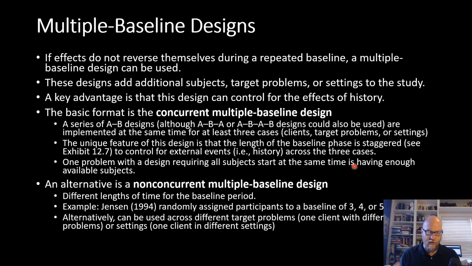An alternative is what's called a non-concurrent multiple baseline design. And this is where you also have different lengths of time for the baseline period, but people don't necessarily all start at the same point of measurement. You can sometimes randomly assign participants to wait 3, 4, or 5 weeks to start. It can be used across different target problems. So you might have one client with a certain target problem in one setting, and then one client with a different target problem in that same setting.